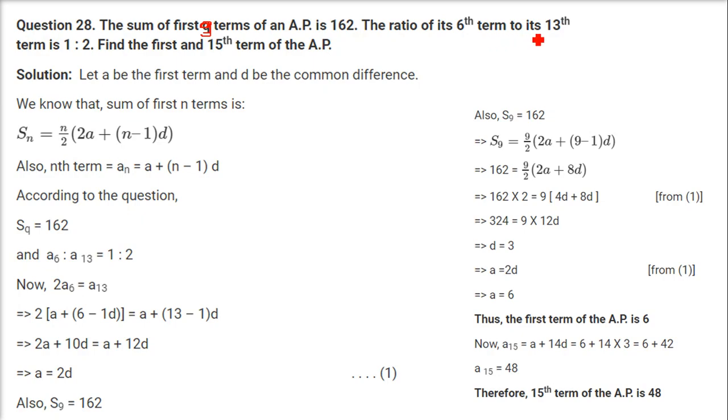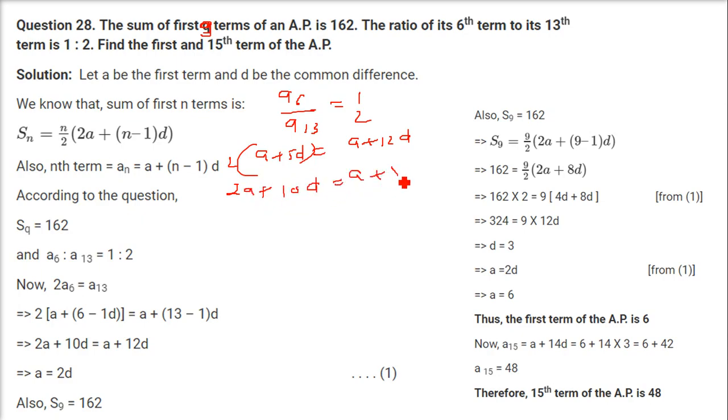The ratio of 6th term to the 13th term. So A6 by A13 is given by 1/2. A6 is what? A plus 5D. And A13 is what? It is A plus 12D. 2 can be taken here. So this will be 2A plus 10D equal to A plus 12D. Bring this one here and this one here. So 2A minus A is A and 12D minus 10D is 2D. So A is 2D.